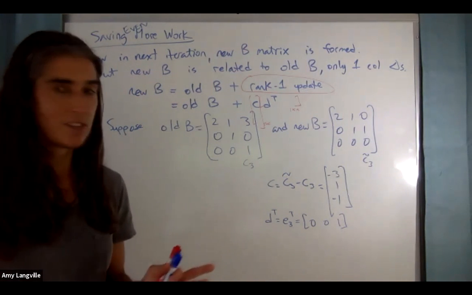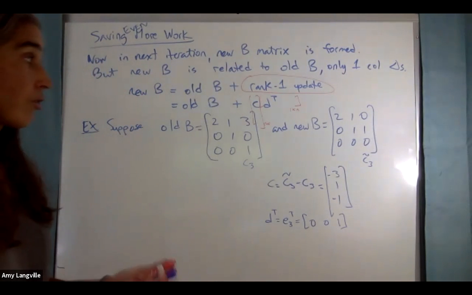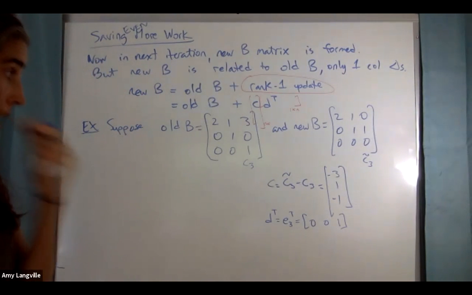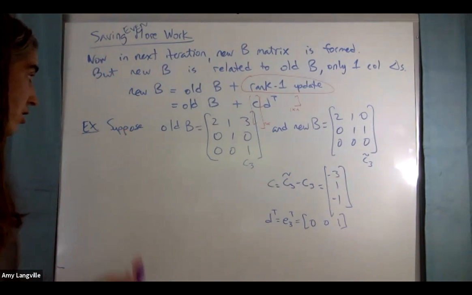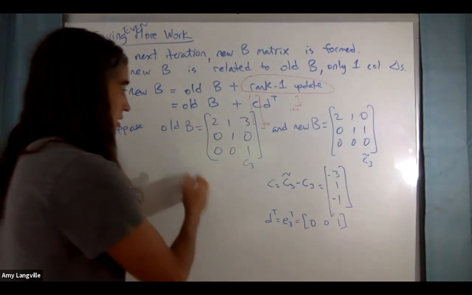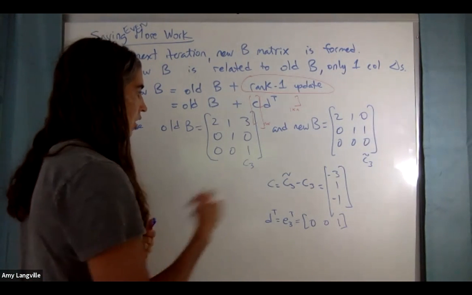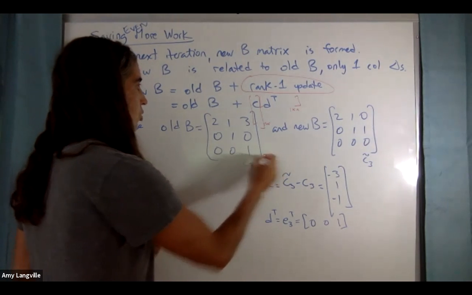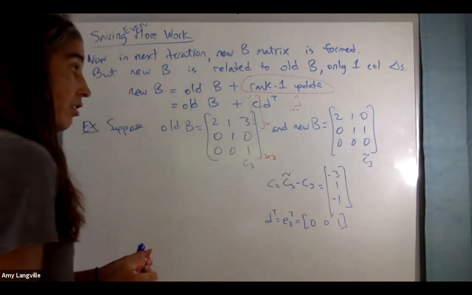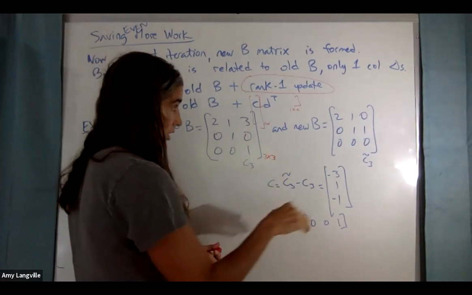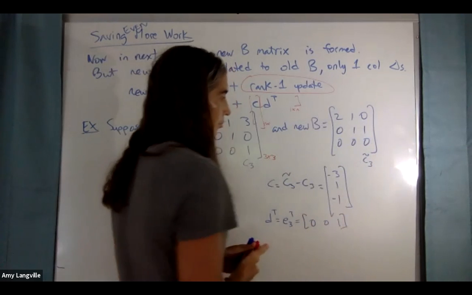They're going to have amazing savings for us. So let's first understand how the new B and the old B are related. Let's say we had this example where this was a basis, a 3 by 3 matrix, 3 columns, and the new basis looks a whole lot like it. The only thing that changes is this one leaves and this one comes in.